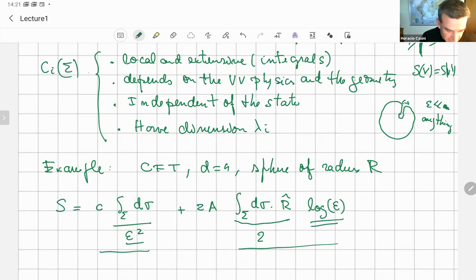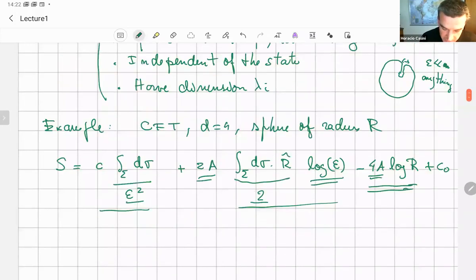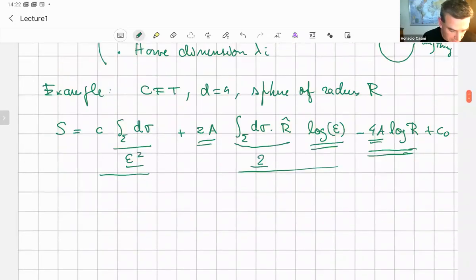So once you have this logarithm of epsilon here, it has logarithmic dimensions, so it has to be compensated by something else. So you have to put here 4a log R, so that it is really a dimensionless thing, right? And this is now not a divergent piece, it's a finite piece whose coefficient is determined by these two here. And then you can add some arbitrary constant there. This has to be the structure of the entropy for a sphere in a CFT.